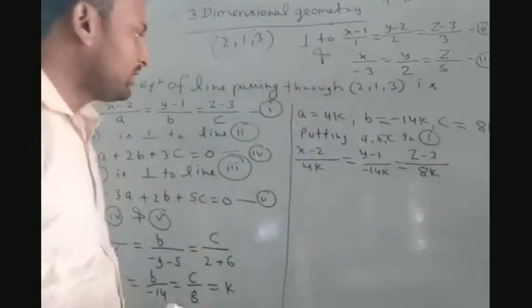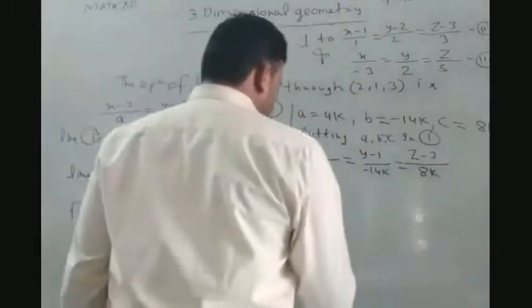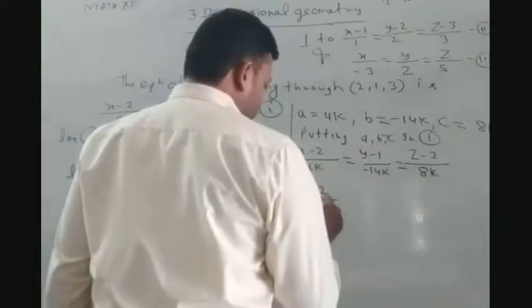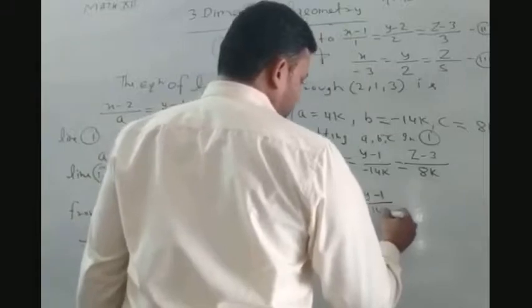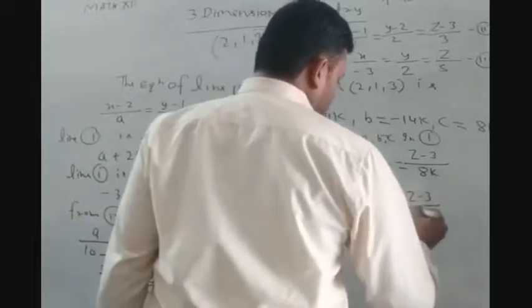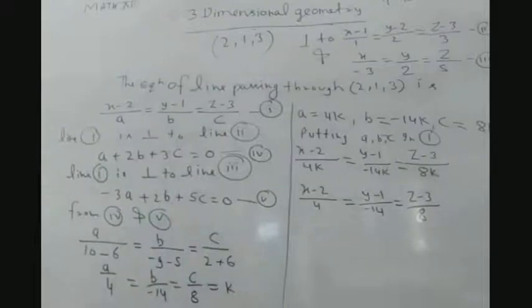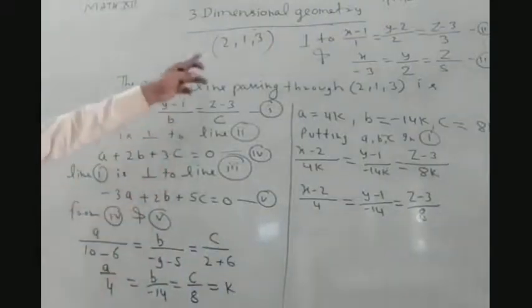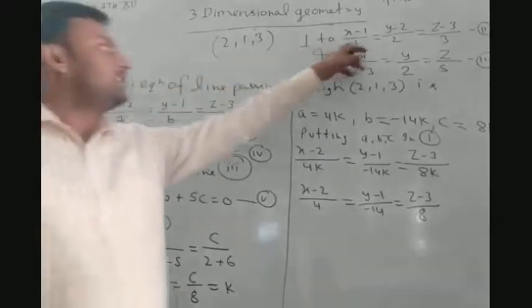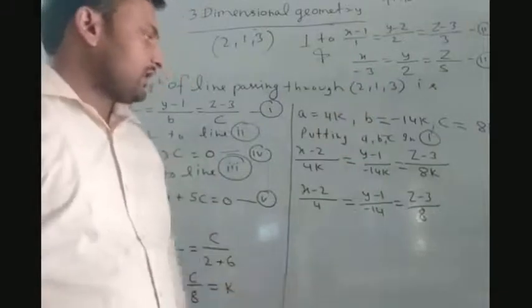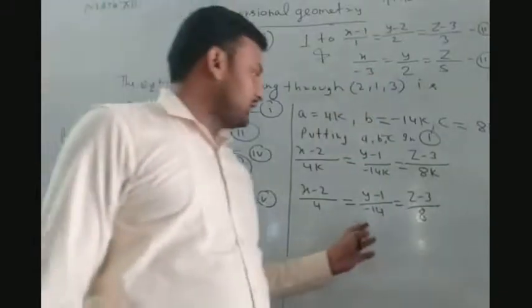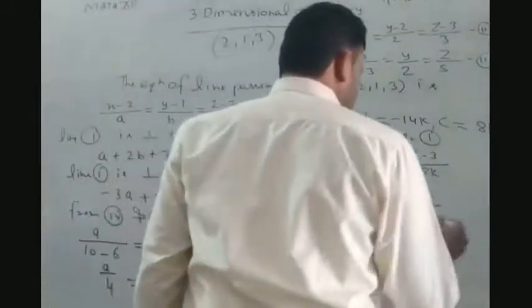Now we write this: x minus 2 by 4, y minus 1 by minus 14, z minus 3 by 8. This will be the equation of the line which is perpendicular to the second line and perpendicular to the third line. Now this is the Cartesian equation of the line.